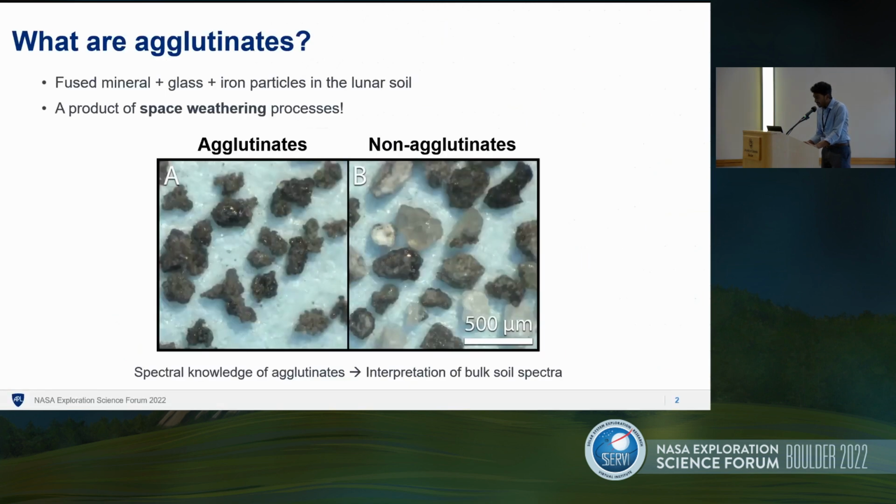All right, so to get started, in case you're unfamiliar, agglutinates are these particles found in the lunar soil. They're a product of space weathering processes, and they're these fused agglomerates of mineral and glass and iron. Now, in heavily weathered soils or mature soils, they can be more than half of the soil content. In this talk, we're going to be specifically focusing on the spectral properties of agglutinates, specifically the visible to near-infrared reflectance. And we care so much about this because by knowing more about the spectral signature of the agglutinate portion of the soil, we can better interpret spectra of the bulk soil and perhaps better derive composition.